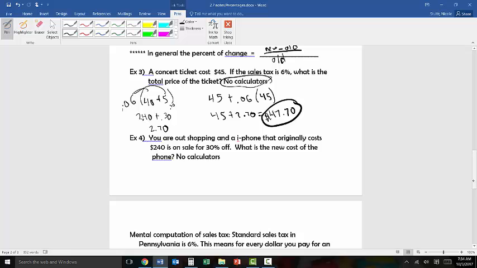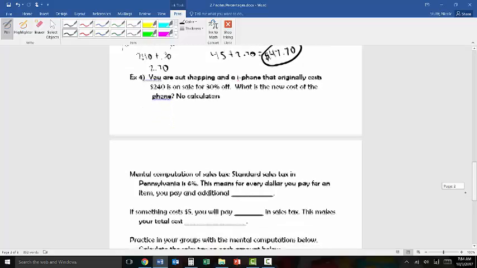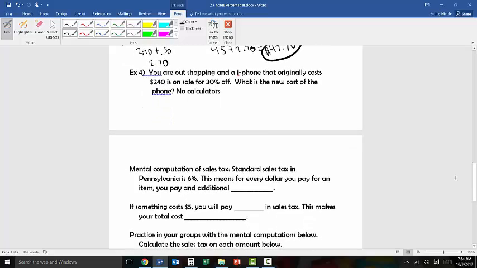So it is possible to work with 6% without using a calculator. Okay, so let's try that again. You're out shopping, and an iPhone that originally cost $240 is on sale for 30% off. What is the new cost of the phone?